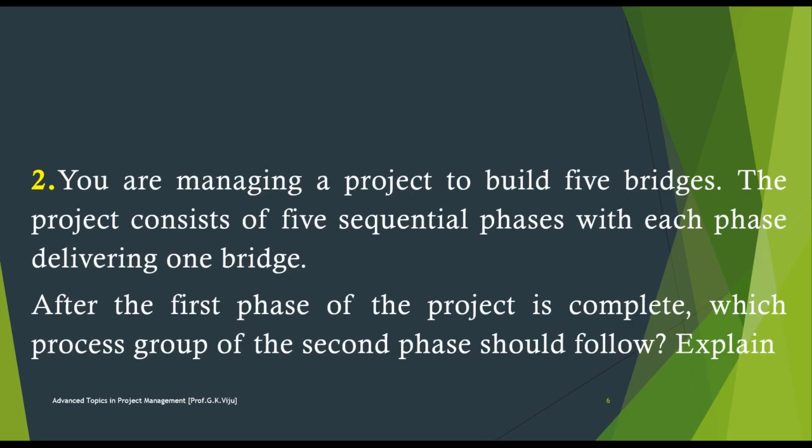Second question. You are managing a project to build 5 bridges. The project consists of 5 sequential phases with each phase delivering one bridge. After the first phase of the project is complete, which process group of the second phase should follow? Explain. See the first sentence, it is just mentioning the 5 bridges.